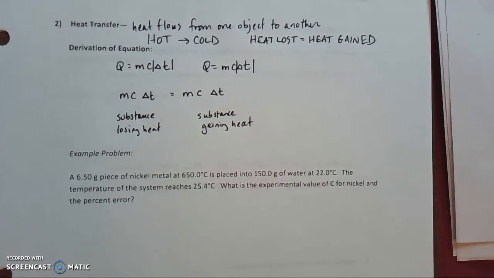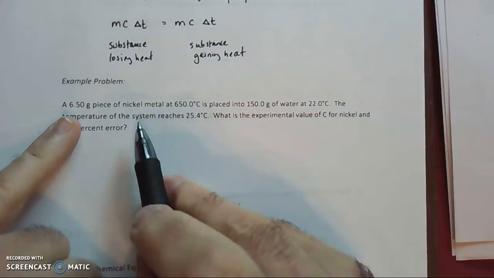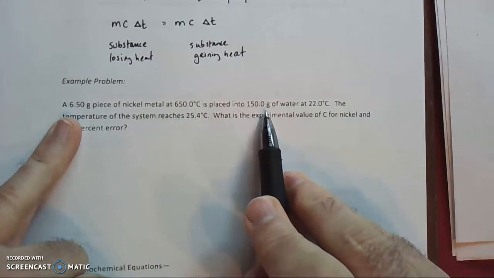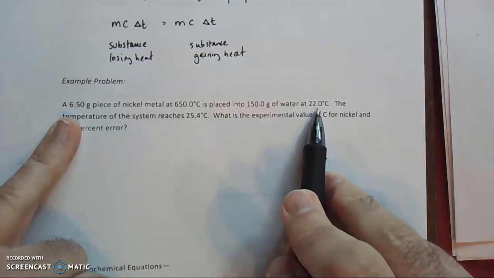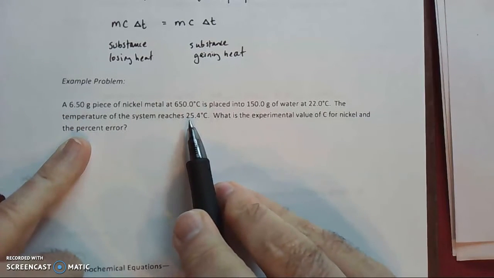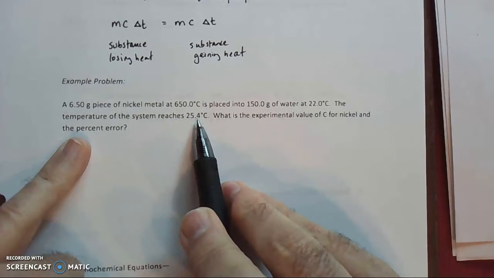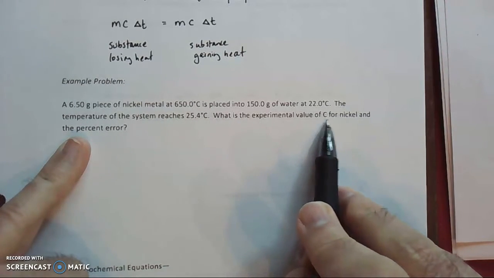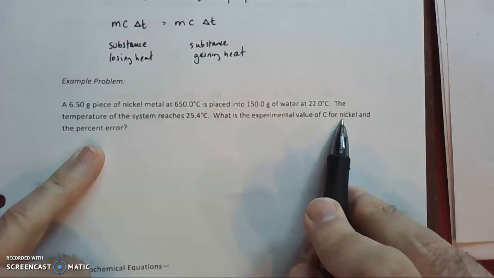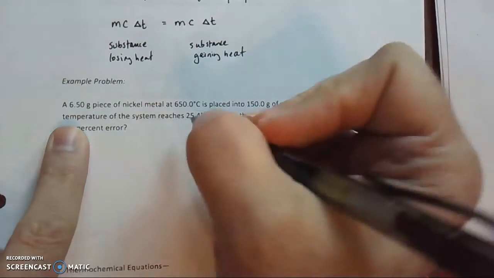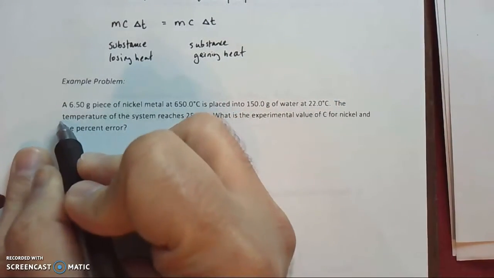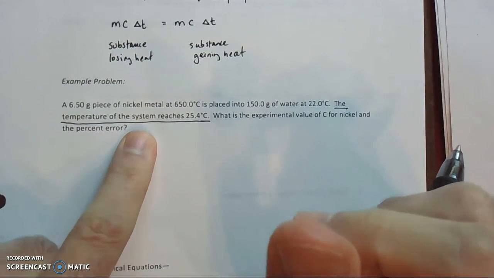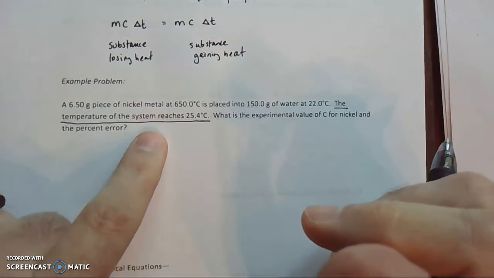So let's look at this example. We have a piece of nickel metal at a temperature. We place it into water at a given temperature, and the temperature of the system reaches 25.4. We're going to be looking for the experimental value of C for nickel and the percent error. So here we have the temperature of the system, and all the problems that we're going to do are like this one. And we're going to do a lab on this.